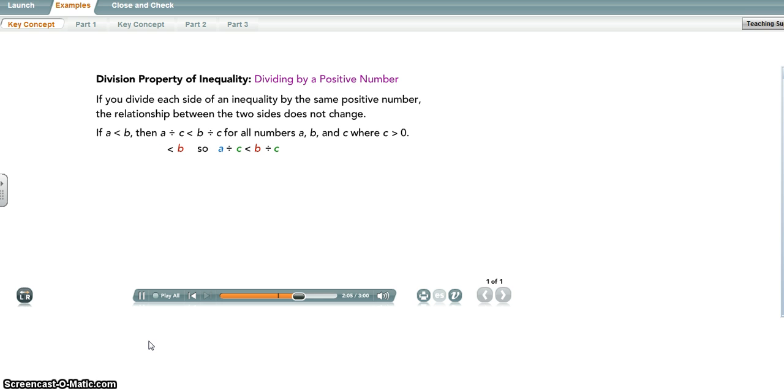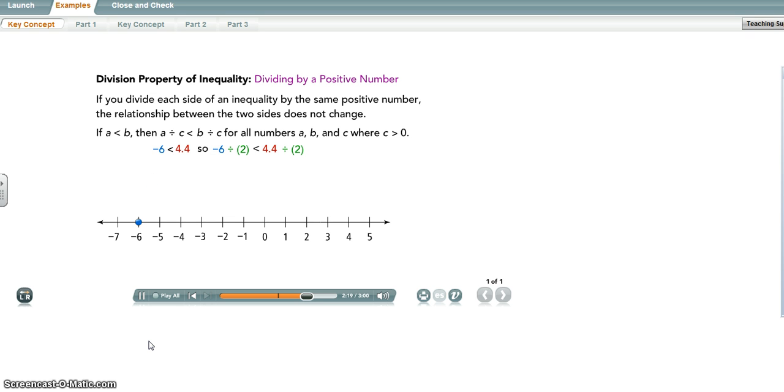For example, let A equal -6, B equal 4 4/10, and C equal 2. A number line can help show these relationships. -6 is less than 4 4/10. If you divide -6 by 2, you get -3. If you divide 4 4/10 by 2, you get 2 2/10. -3 is less than 2 2/10.